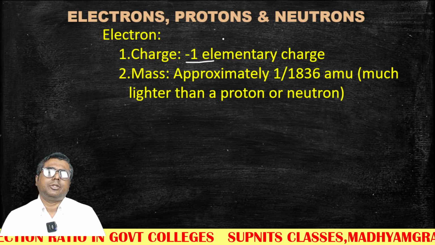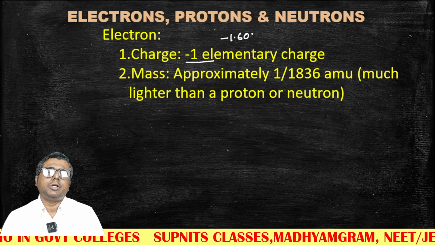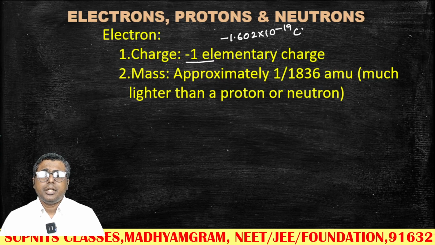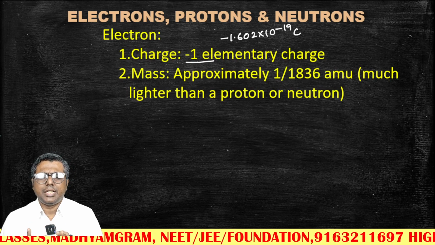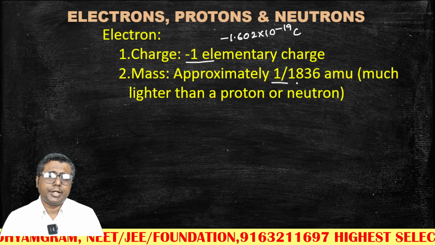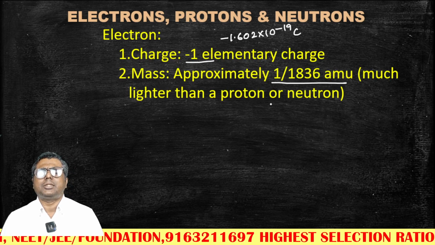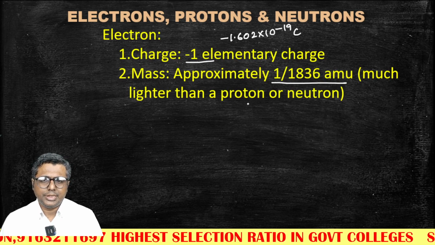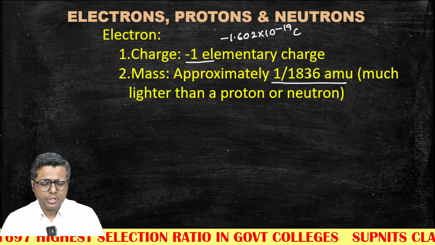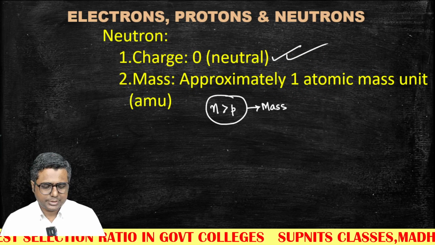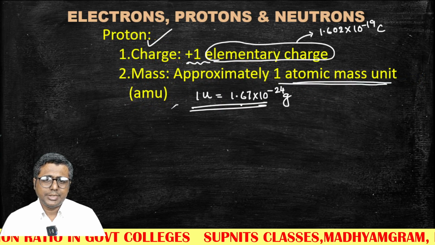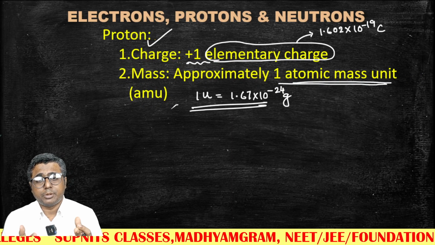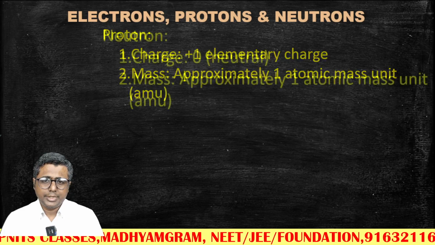Its charge is -1 elementary charge. What does this mean? The charge is minus 1.602 into 10 to the power minus 19 coulomb. Clear? And what is its mass? Its mass is very less, 1 by 1836 AMU, much lighter than proton or neutron. This is 1 by 1836 times of an already very small mass, 1.67 into 10 to the power minus 24, and the mass is 1 by 1836 times of this.